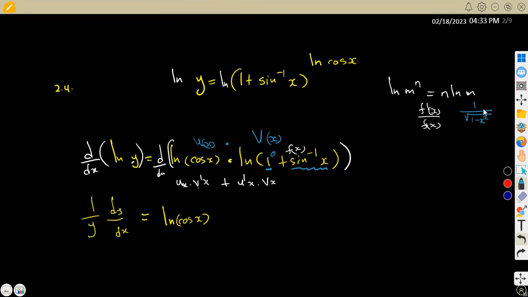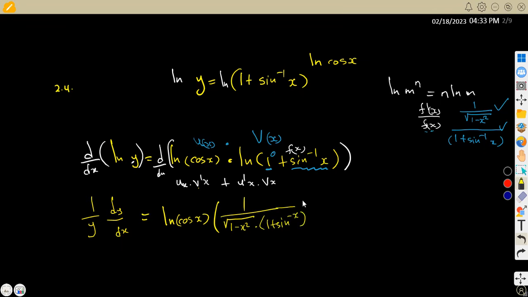We obtain something of this nature, but whatever we have, we divide by the function f(x), which is 1 plus arcsine of x. So we are dividing this fraction by this one, and at the end we are going to have 1 over everything. Let's write it this way: 1 over the square root of 1 minus x squared, times 1 plus arcsine of x.